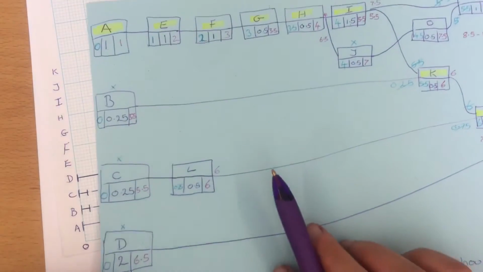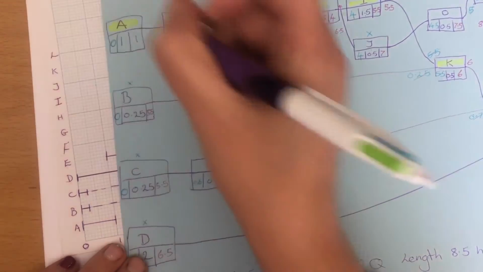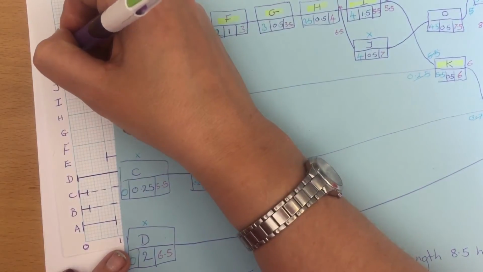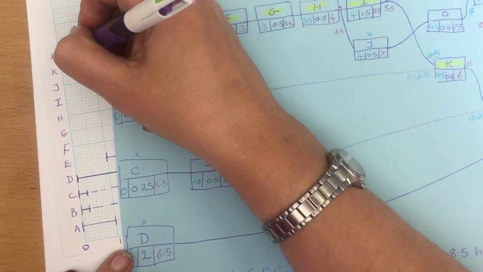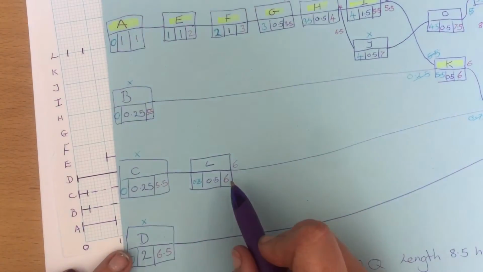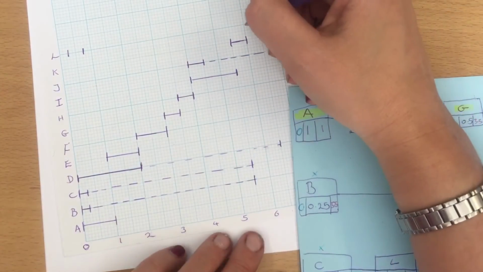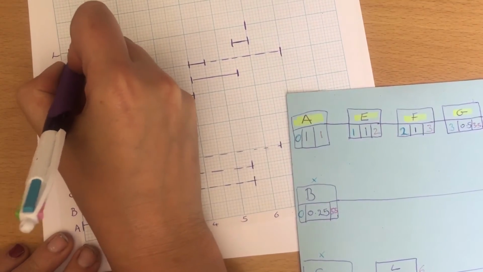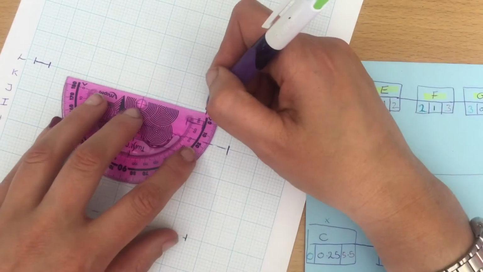L. L is way back here. So L starts at 0.25, which is here. Takes half an hour. So goes up by half an hour and finishes by 6, and 6 is over here. So we've got this little bit of work, but we have an awful lot of float.